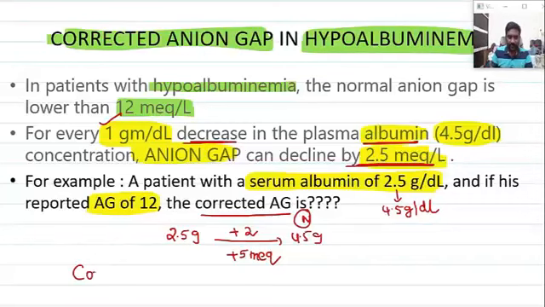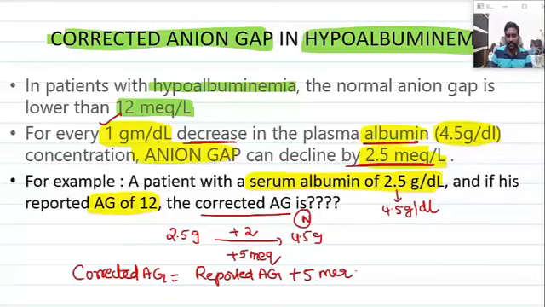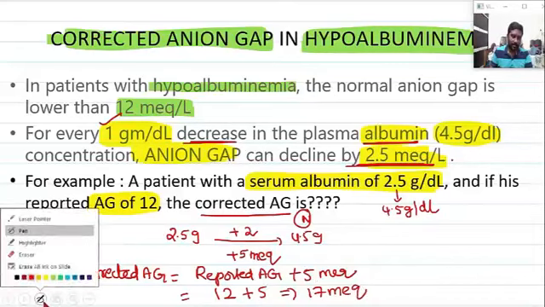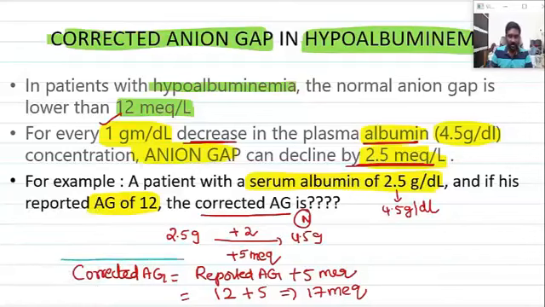So if they ask you what is the corrected anion gap in this patient, it will be the reported anion gap, that you get in the patient report, along with that, we have to add 5 milliequivalents. So the corrected anion gap in this patient will be 12 plus 5, 17. It means it is a high anion gap. So probability of this patient having high anion gap metabolic acidosis.